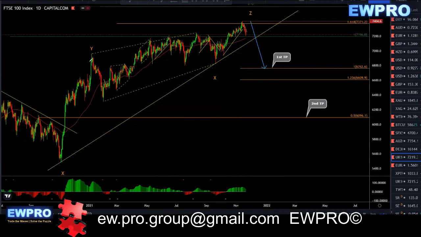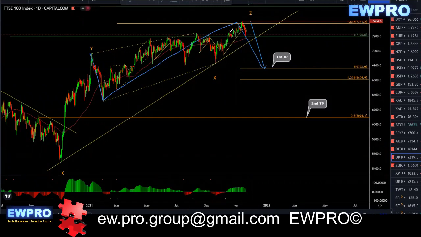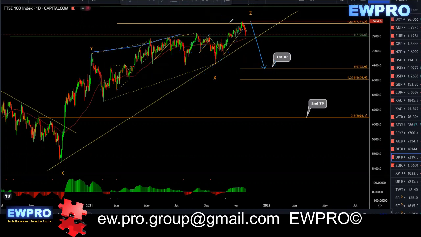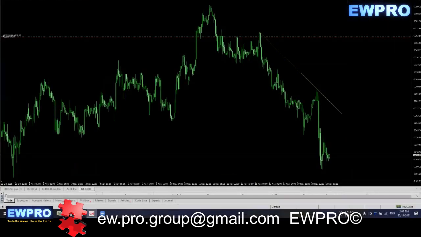may turn into, on the daily, an A, B, C, like I've been saying for ages. I've been looking at this as a B wave for an A, B, C. So this is my first target here. That's why I've got that first target in case it's a running flat. If it's a running flat, that's why I've got the first target there. Second target is the 50 fib. I'll just show you my trade.